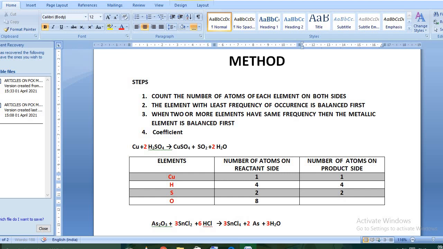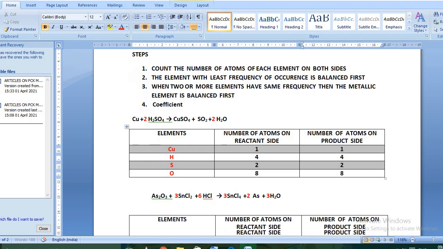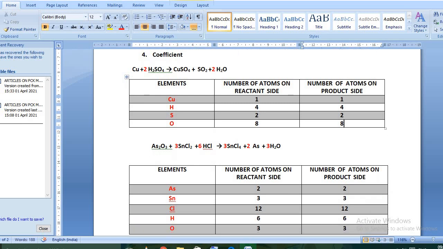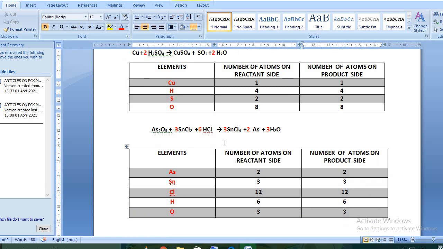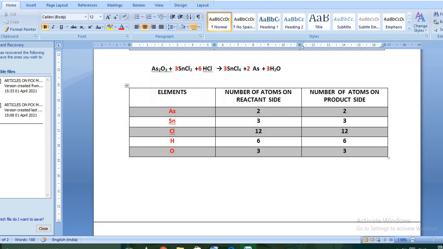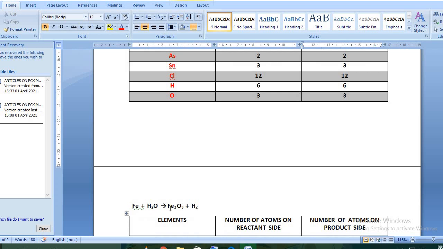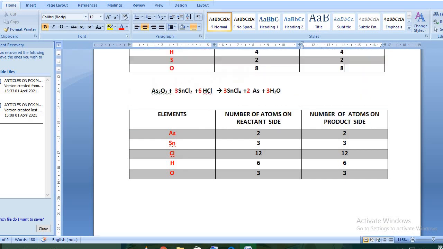So this is the hit and trial method by which we are balancing. Another example is here. For you, the one in red is after the balancing. Before balancing, whatever reaction is there is known as a skeletal equation. For example, this is not balanced, so this equation is known as a skeletal equation. And this one is balanced: arsenic 2 atoms, 3 atoms of oxygen.